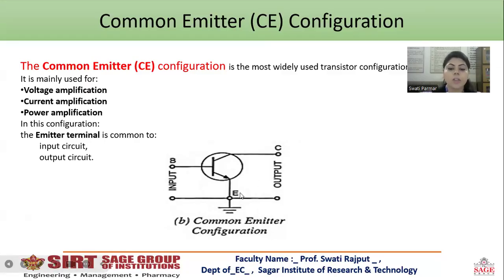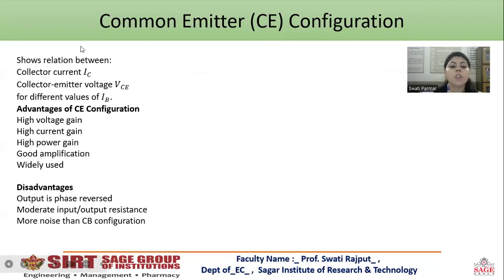Here you can see this. Input and output circuit. What is common? Emitter. It shows the relation. What is the relation over here? Collector current IC, collector-emitter voltage VCE, and for different values of IB.